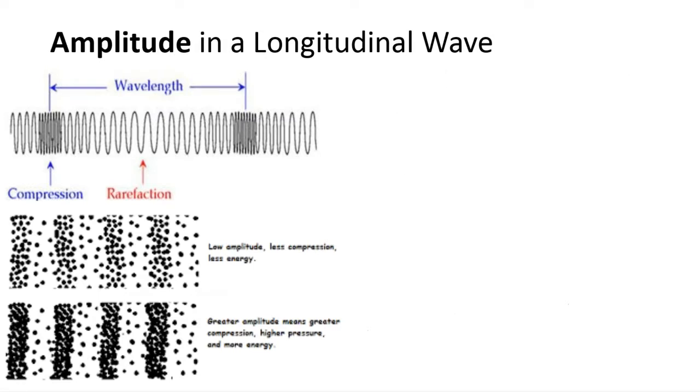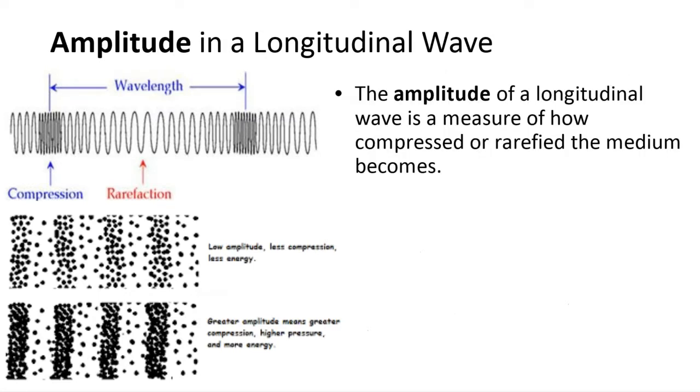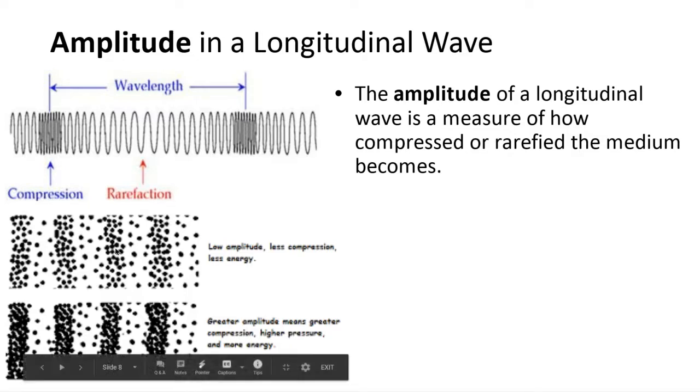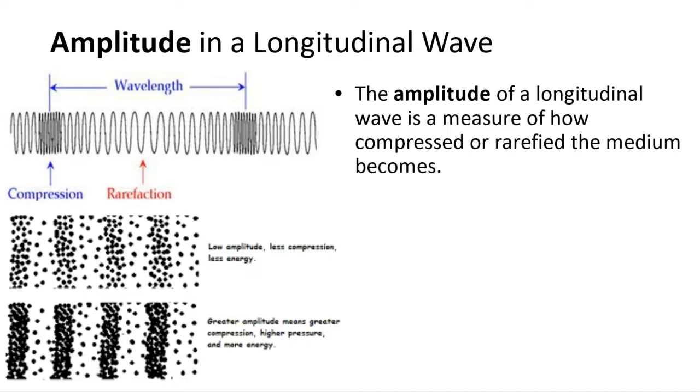Okay. So here what we have is the amplitude. Just like a transverse wave, longitudinal waves have an amplitude. And amplitude is a measure of how compressed or rarefied the medium becomes. So if you look at this picture right here, you can see this is compressed, compared to this picture. This model represents a low amplitude because those particles are not that compressed together. So low amplitude means less compression and less energy.